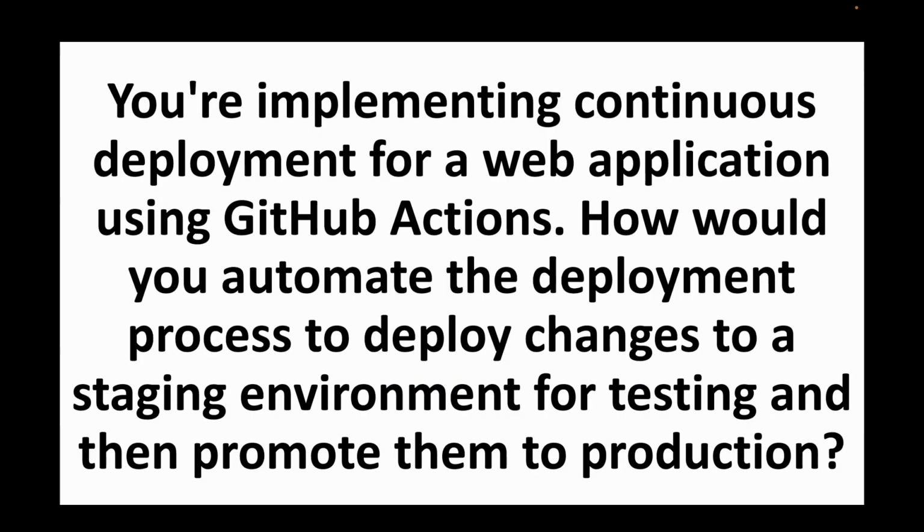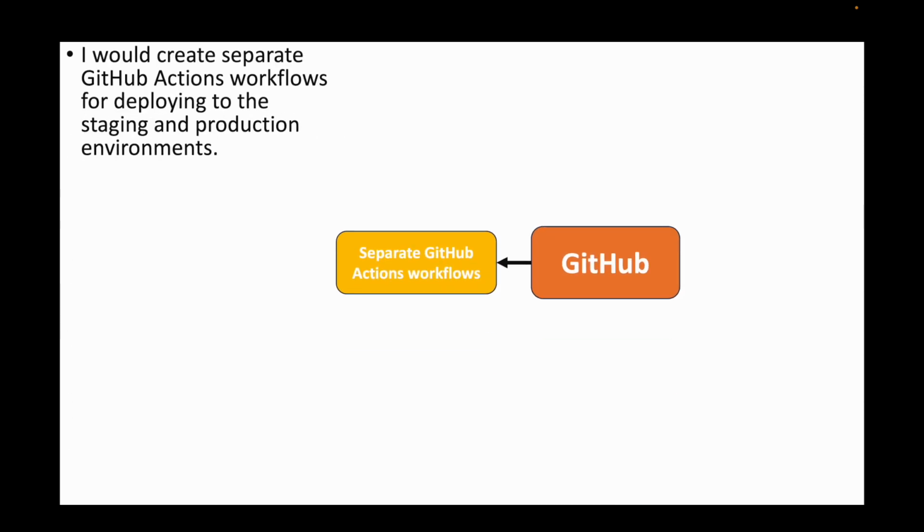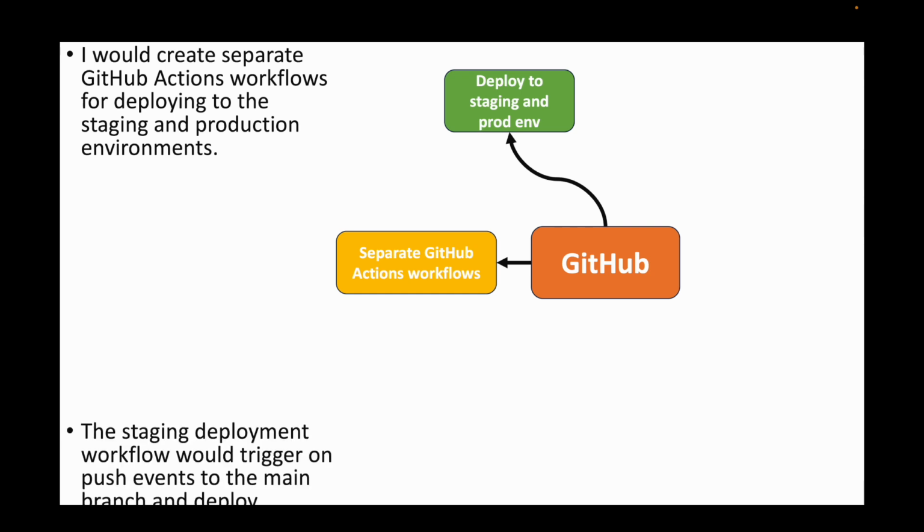The next question we have is, you're implementing continuous deployment for a web application using GitHub Actions. How would you automate the deployment process to deploy changes to a staging environment for testing and then promote them to production? So for this, we will need to create separate GitHub Actions workflows. So one GitHub Actions workflow to deploy the changes to the staging environment, and another GitHub Actions workflow to deploy the changes to the production environment.